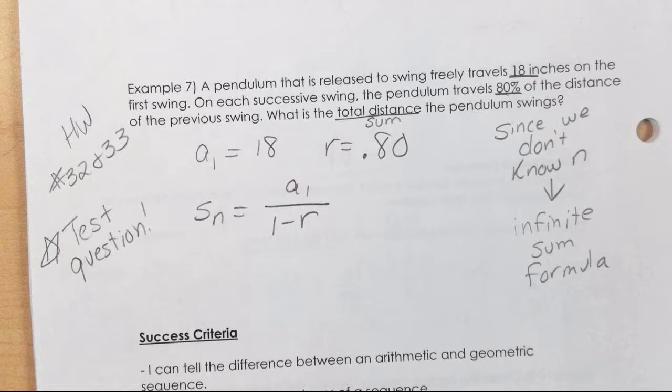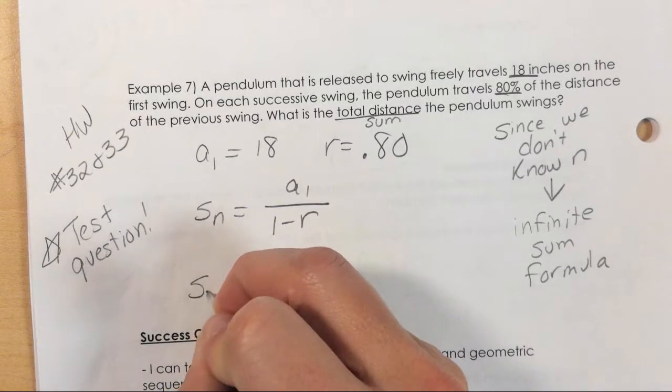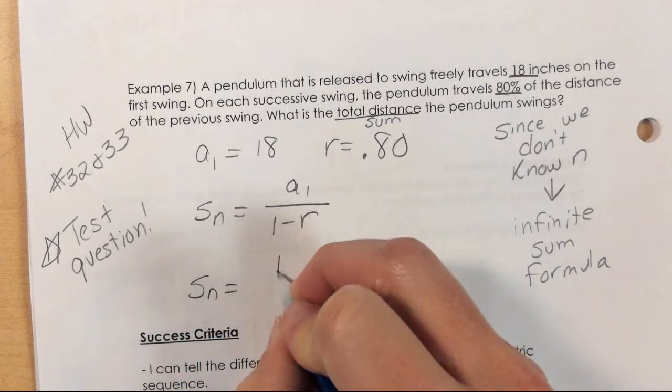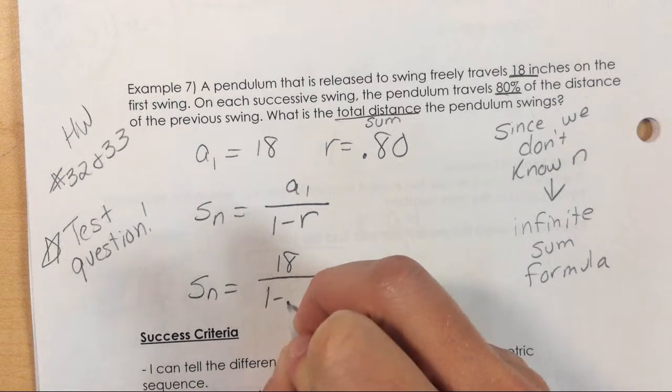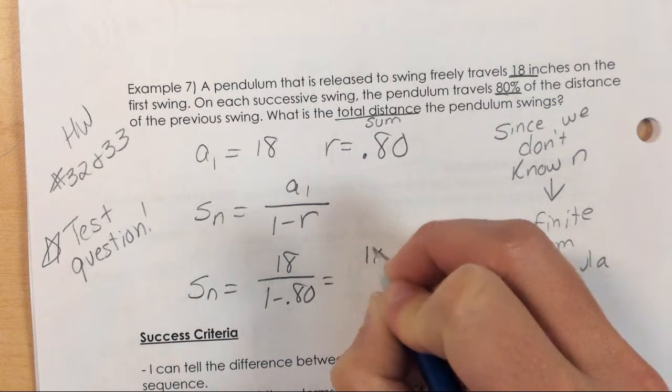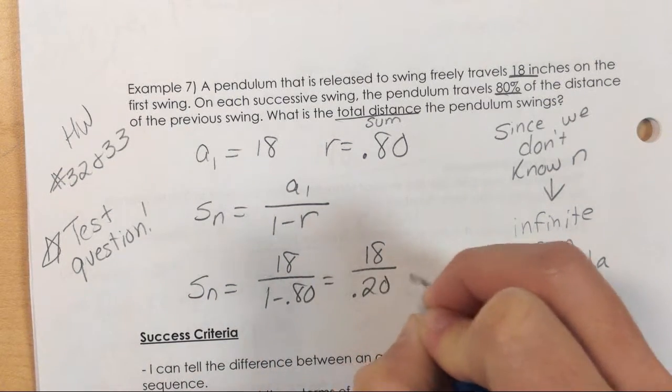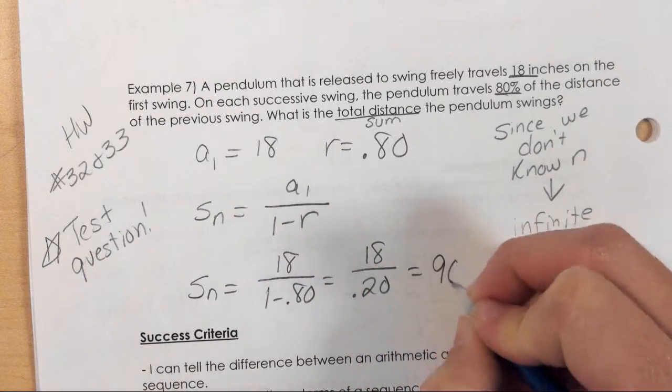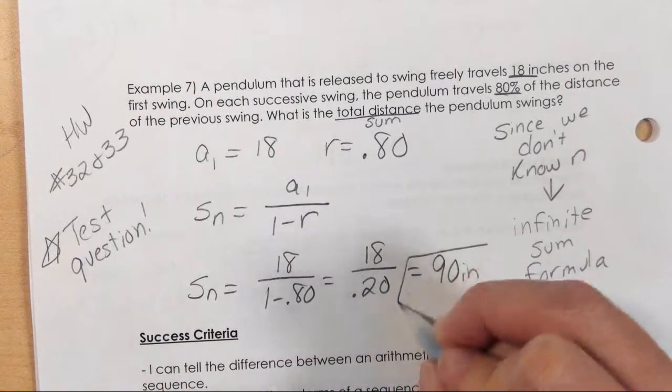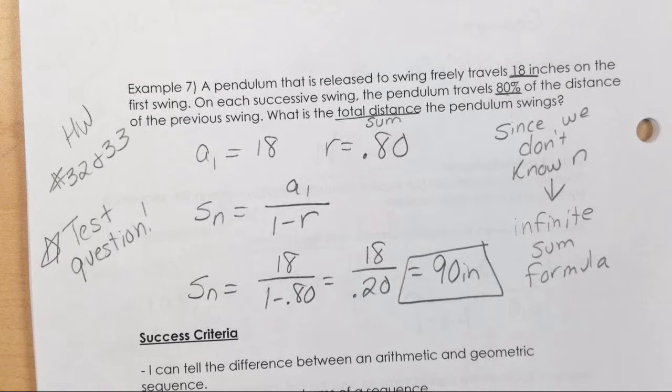Okay, so easy sum formula, infinite sum because we don't know n. All we've got to do is plug in A1 and R. So the sum is 18 over 1 minus 0.80. So we get 18 over 0.2. If you put that in your calculator, that pendulum traveled 90 inches.